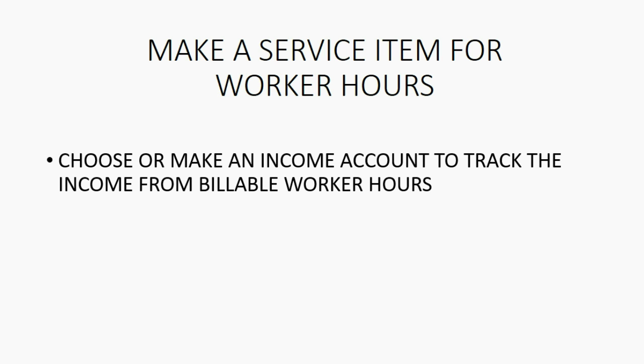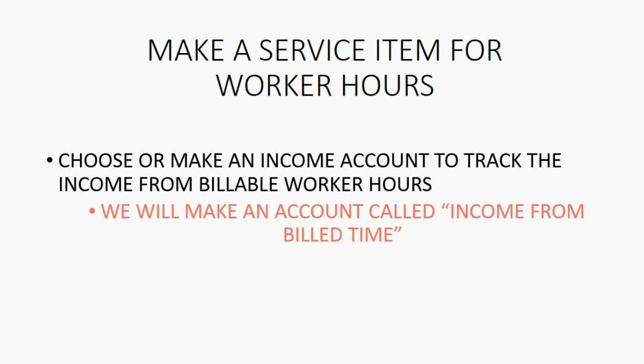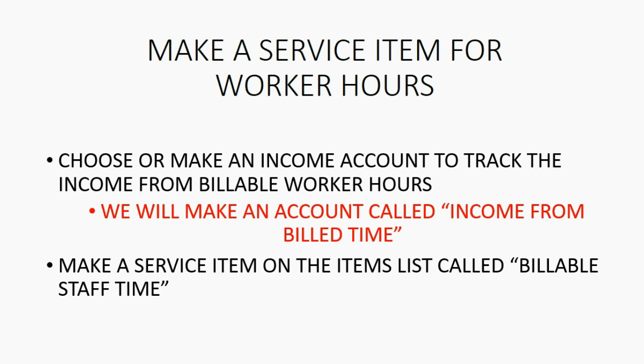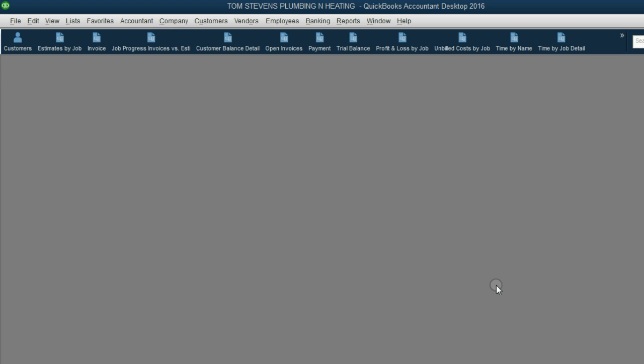We will choose or make an income account to track the worker's income from billable worker hours. We will make an account called Income from Billed Time. And we will make a service item on the items list called Billable Staff Time. Now, because we're advanced, we can make them both at the same time.